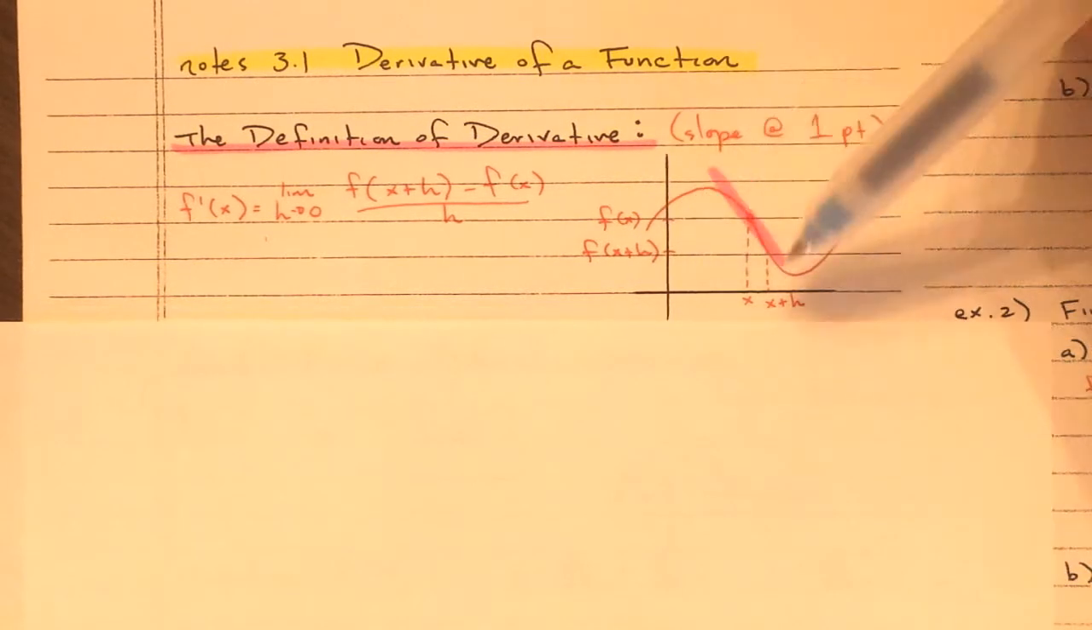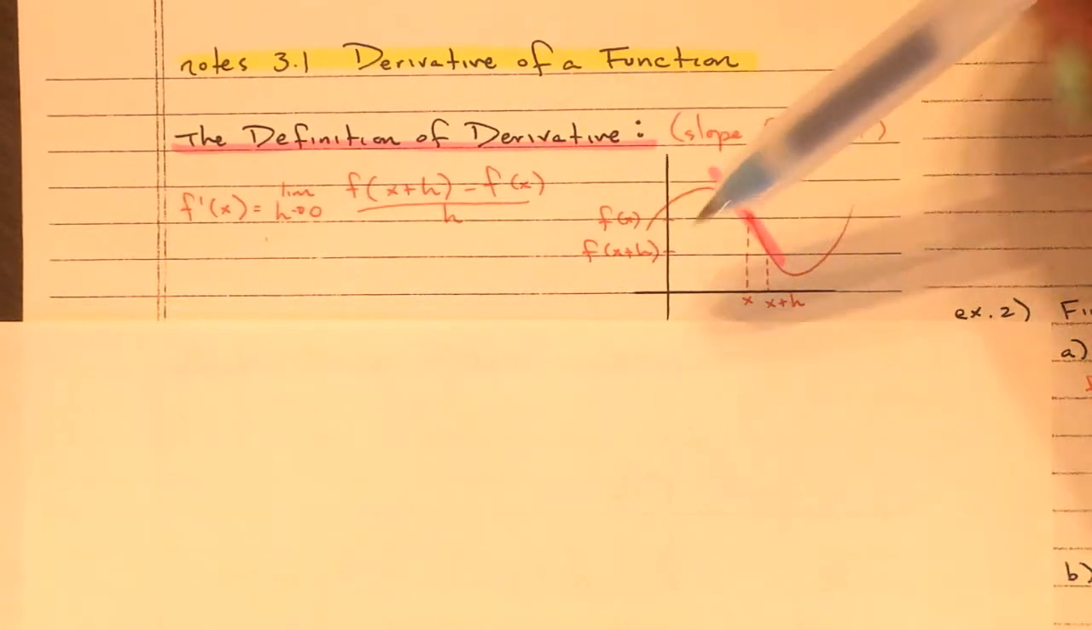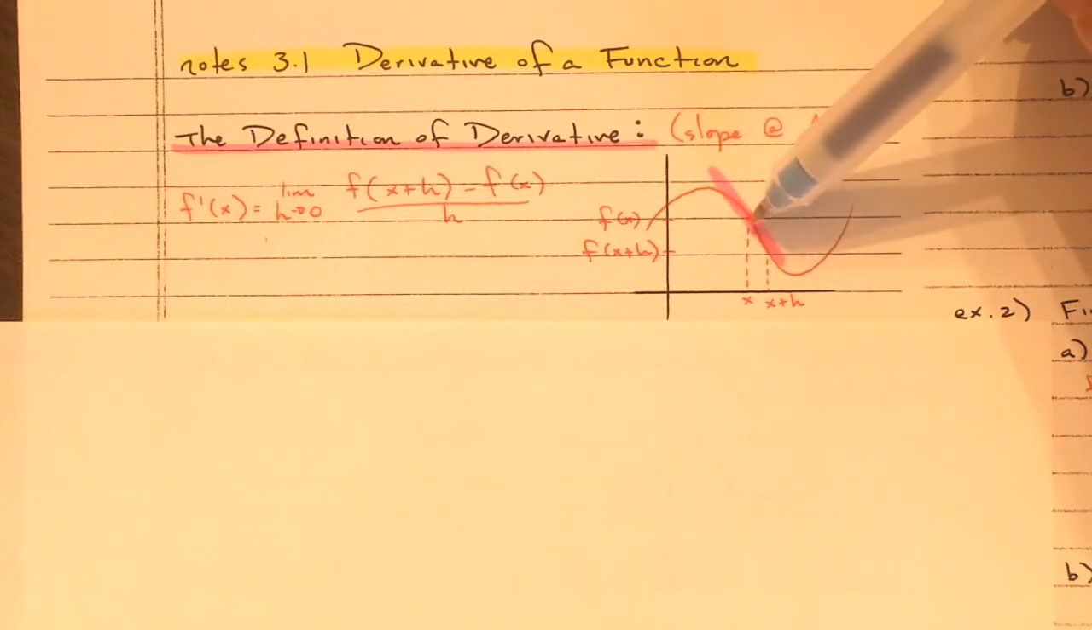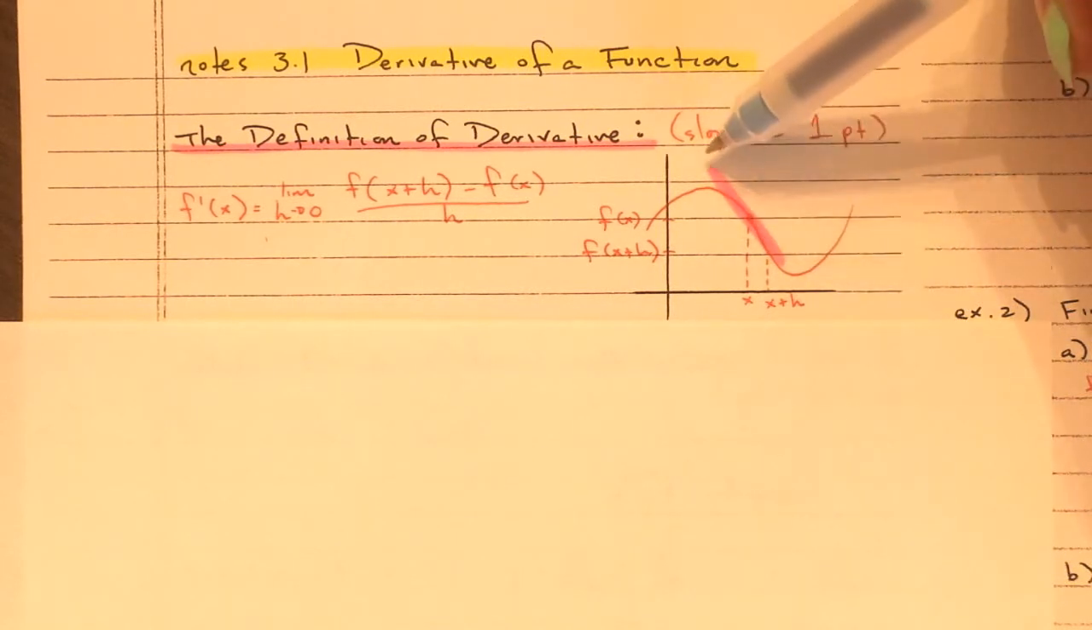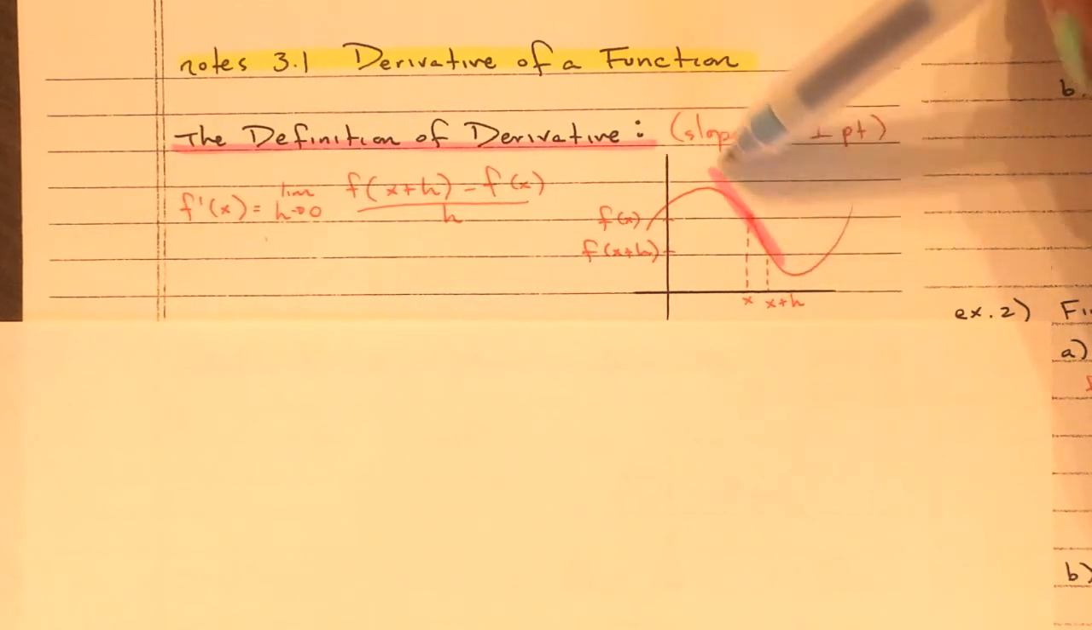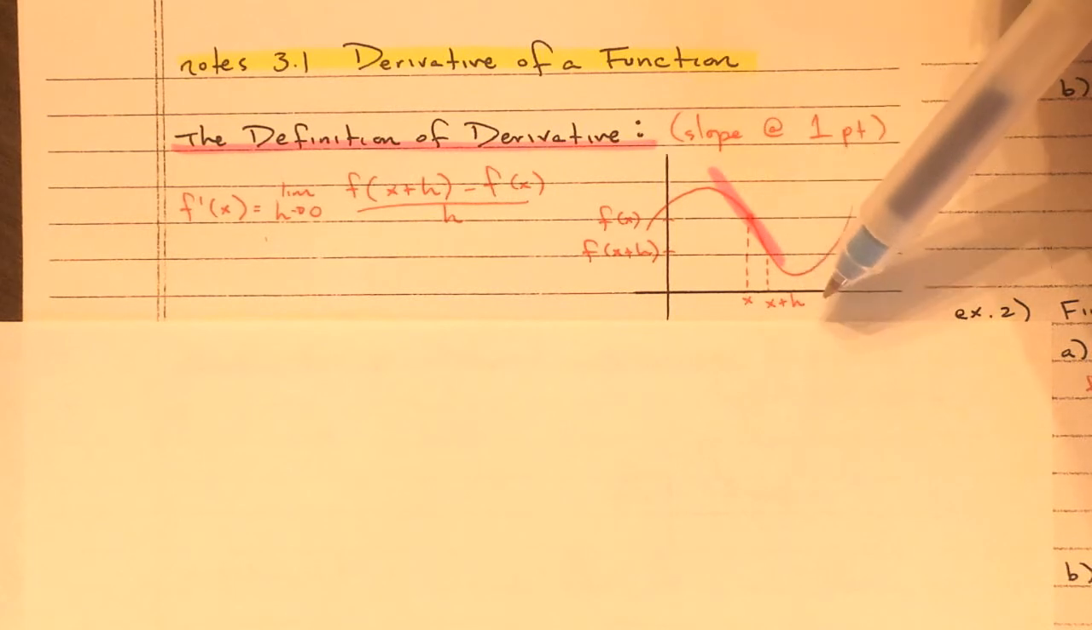So let's say you have some function that looks like that, so you're going to draw it in, and then you want the slope at that point itself. You're drawing a tangent line, right? Just like we did in chapter 2. So you draw a tangent line, and you're finding the slope of that tangent line.